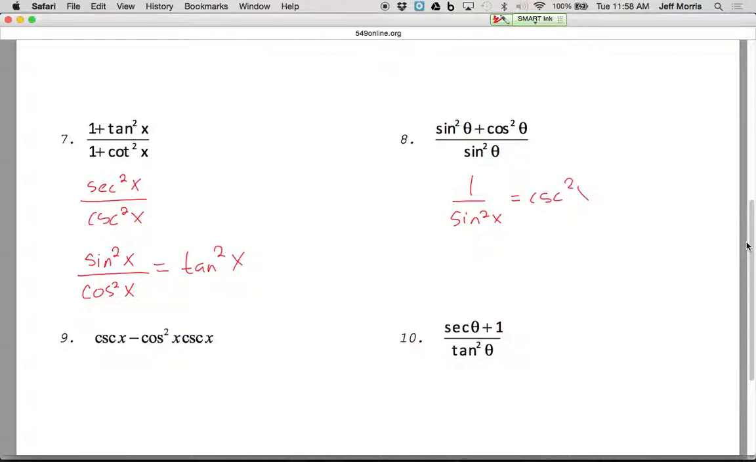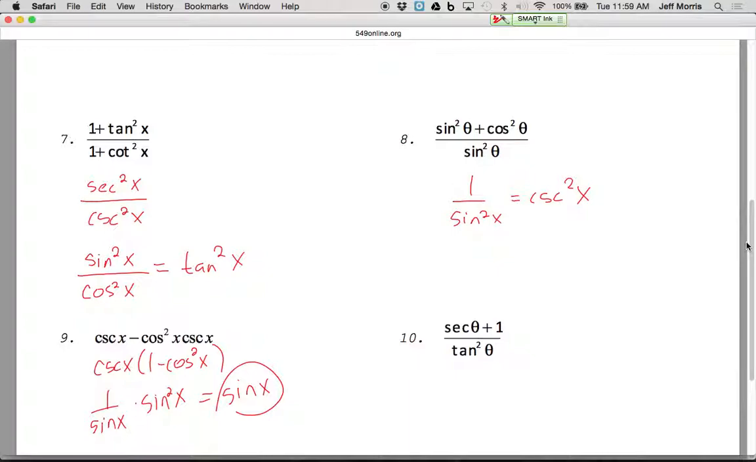This will just be 1 over sine squared x, which is what? Cosecant squared x. This one right here, you can factor out a cosecant x. You're going to be left with 1 minus cosine squared x. What's 1 minus cosine squared x? Sine squared x. This is just 1 over sine times sine squared x. What's sine squared x times 1 over sine? Sine x.